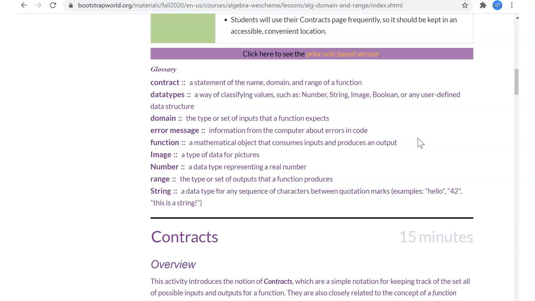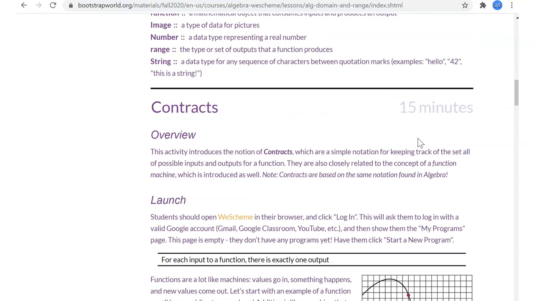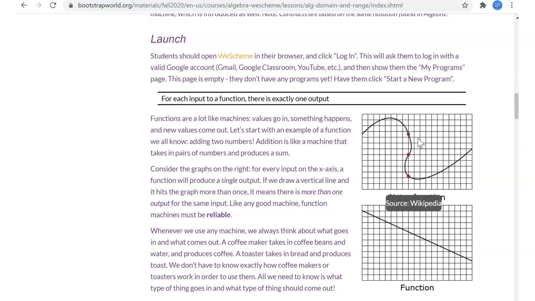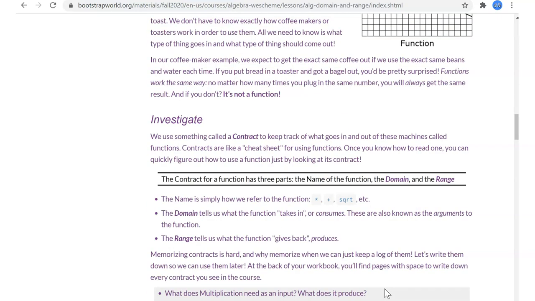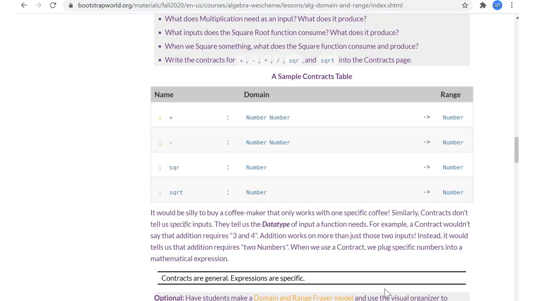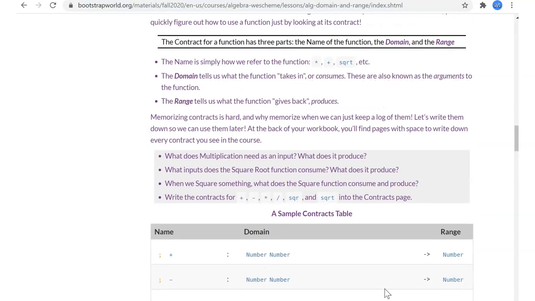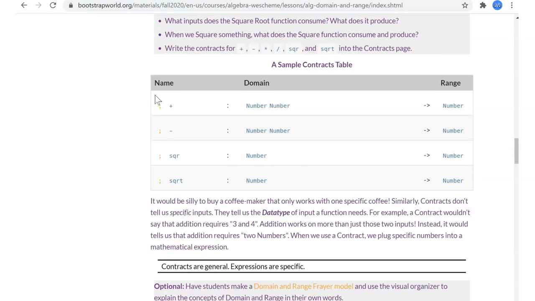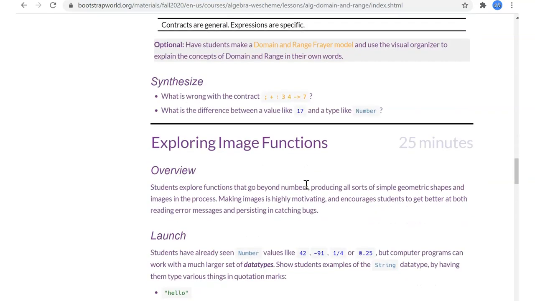And those are data types, so not specific values like 3 or 7, but a data type like a number. We talked about the algebra definition for a function and the vertical line test that we learned in pre-algebra. We got introduced to the WeScheme function contract for the first time. You had a lot of practice writing contracts.